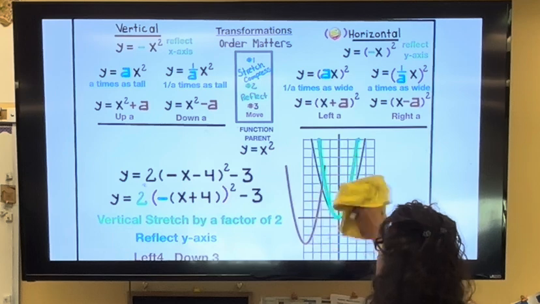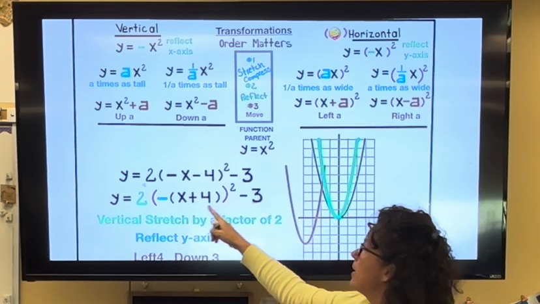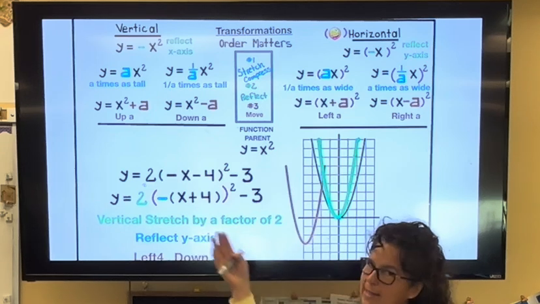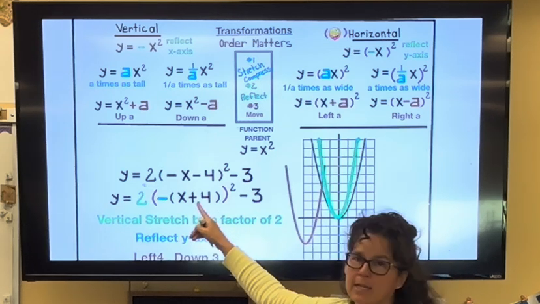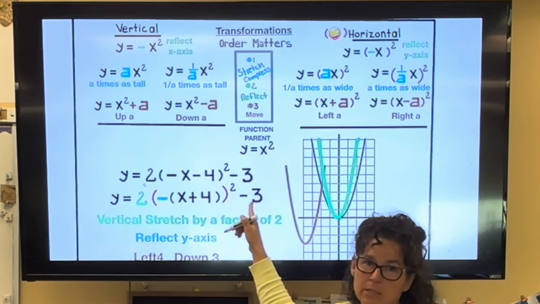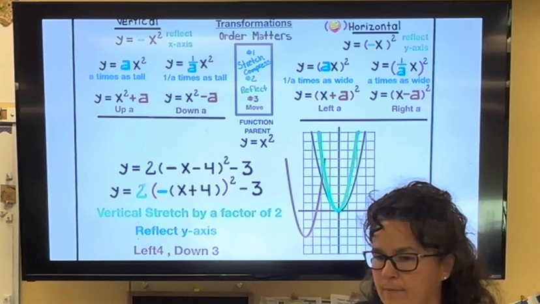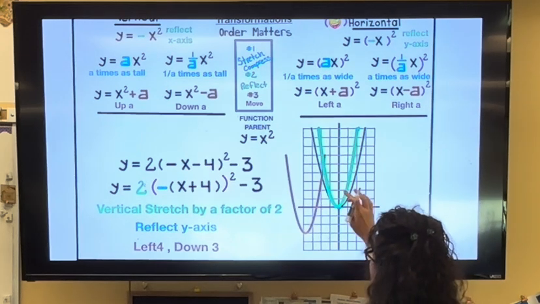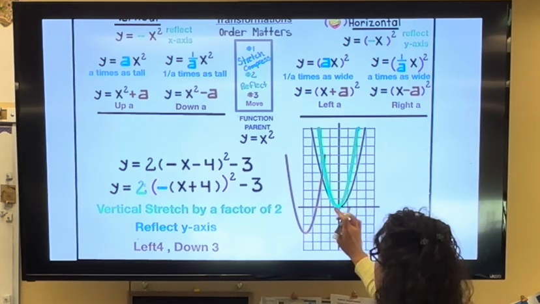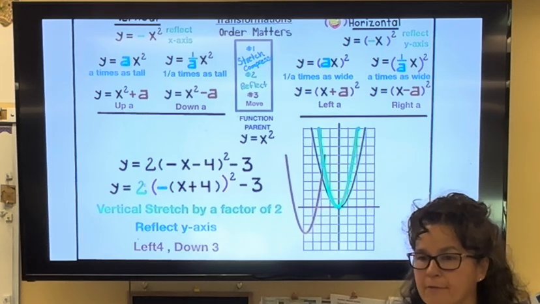And then finally, I have the +4 minus 3. Inside grouping symbols, right and left, it's a little wonky, so the add 4 is left 4, and the minus 3 outside of grouping symbols is down 3. So grabbing this green one and dragging it left 4, down 3, I have my final graph.